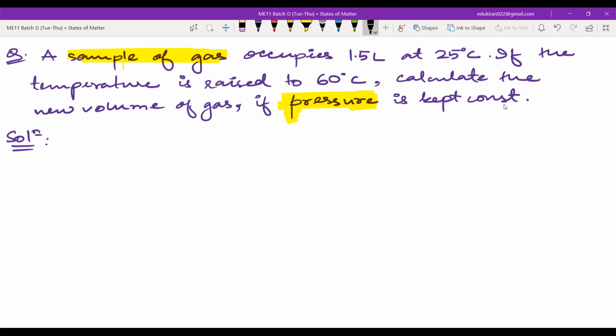If you have any doubt, you will tell me in chat. You won't speak if you have any doubt in this question. Just let me know in chat.